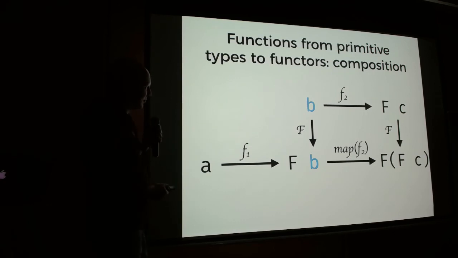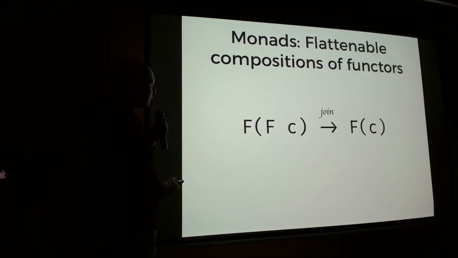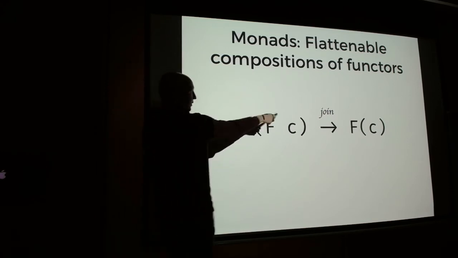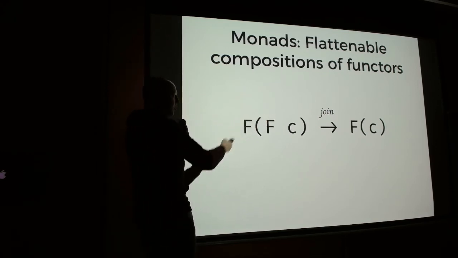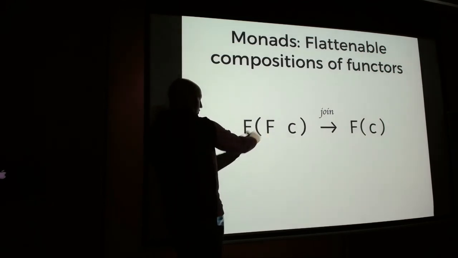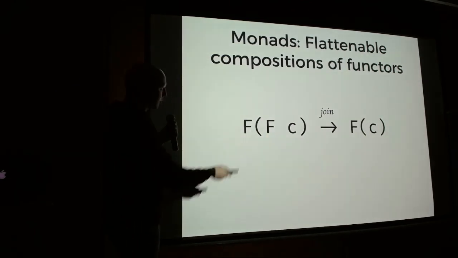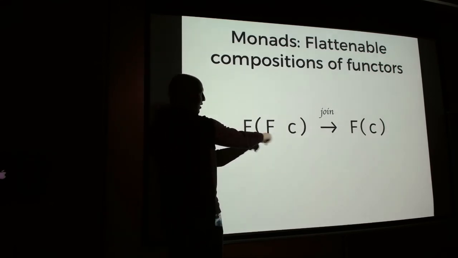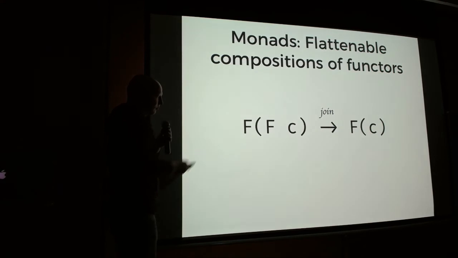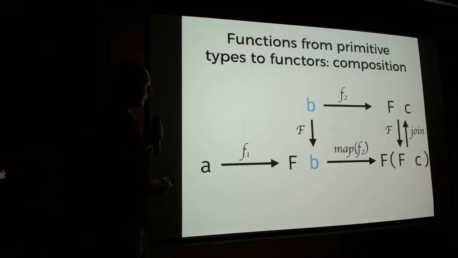So what do you do? Actually, some of the functors you can just join like that. You apply some operation called join, and you just reduce the number of functors applied. So a functor applied twice to a type is the same as a functor applied once. And actually, we call those functors monads.